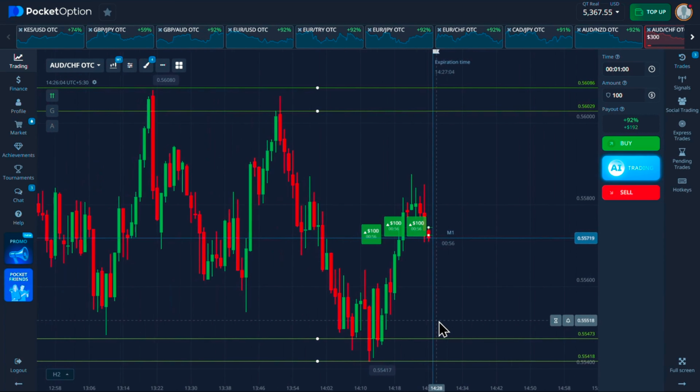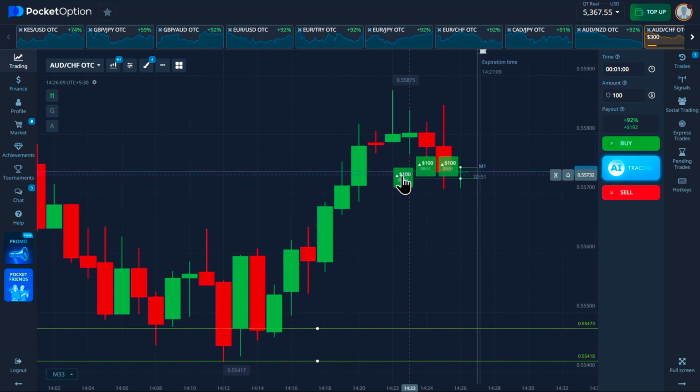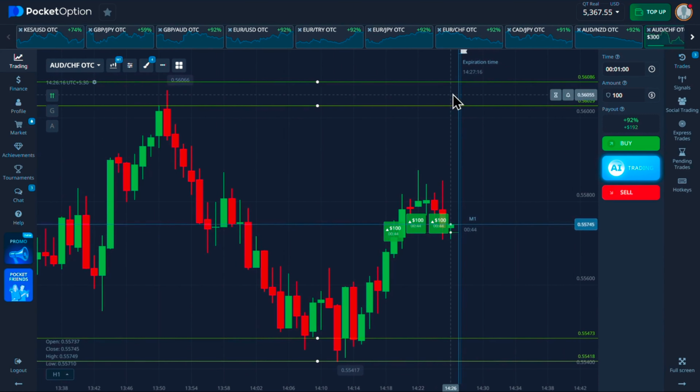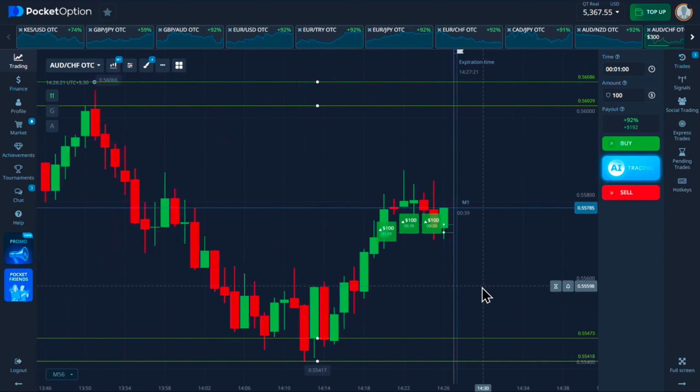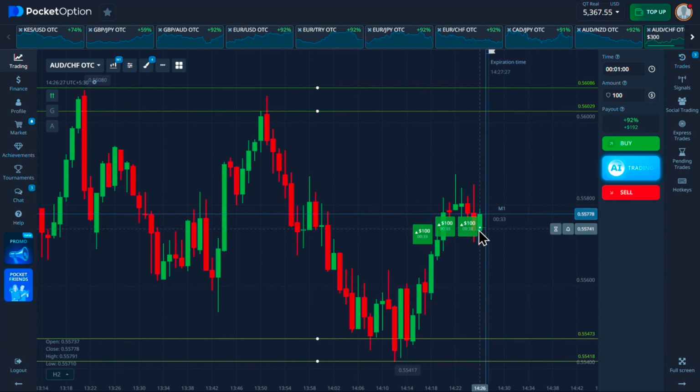Here a hammer has formed, moving upwards from below, so there is a possibility that the market might not go down. But the market will form a green candle upwards because this is the trend. The market will touch up to here, since this is resistance and this is support. Alright, so our green candle is forming, and after this we'll see if we can place a trade.